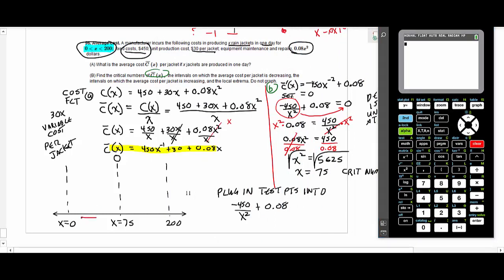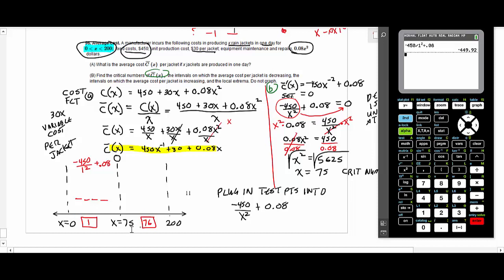So test point there, what's a good test point? Yeah, I'd say 1. How about here? Yeah, I'd say 76. Okay, it's up to you though. And then plug in, we're just going to do this on the calculator. So we'll have negative 450 divided by 1 to the second plus 0.08. Okay, and that gives a negative number. You might want to write on here what we did on the calculator for reference. So that gave a negative.